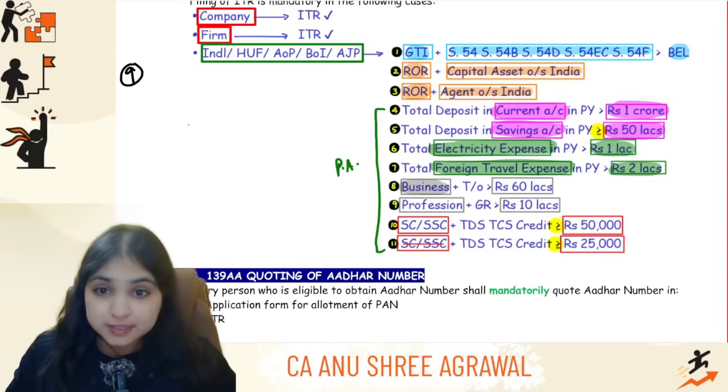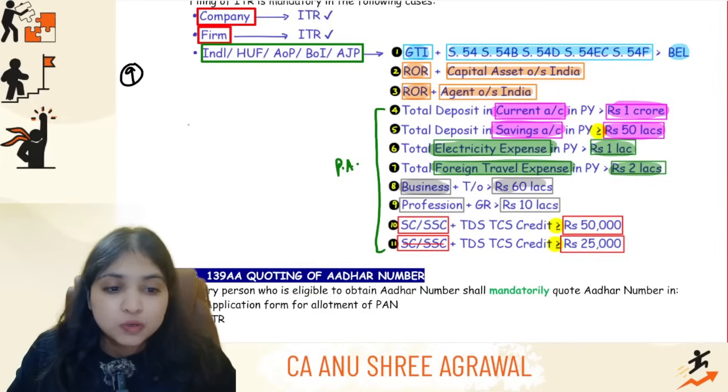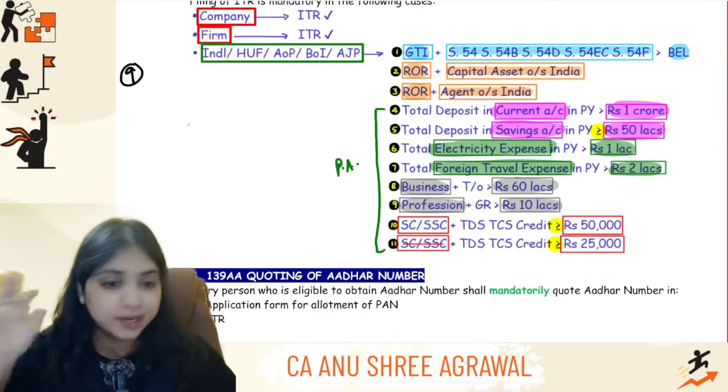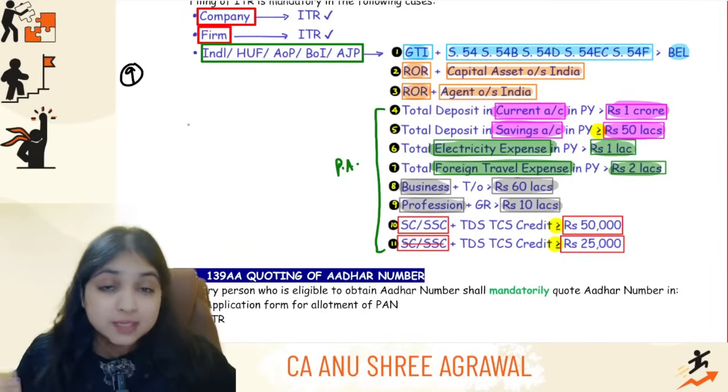Then comes the next point. If the assessee is carrying on a business and the turnover of that business is more than 60 lakh rupees, or if the assessee is carrying on a profession and the gross receipt is more than 10 lakh rupees, then even in this case the assessee will have to mandatorily file ITR. Then comes our last 2 points.